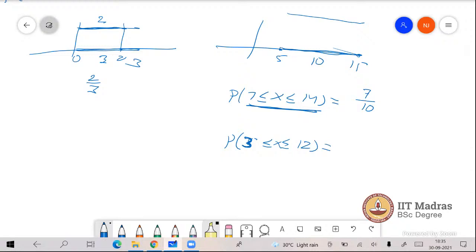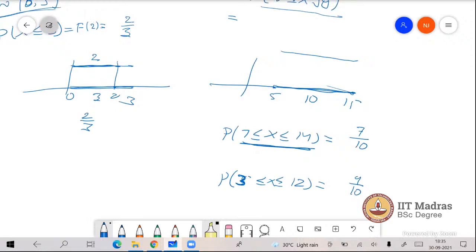9 by 10, sir. 9 by 10. But look at this thing. Here, the 3x is starting from 5. And let's say 12 is somewhere here. So I'm interested only in this interval, not up to this interval, because here it is 0 always. So I'm interested in this interval only. So what is the length of this interval?